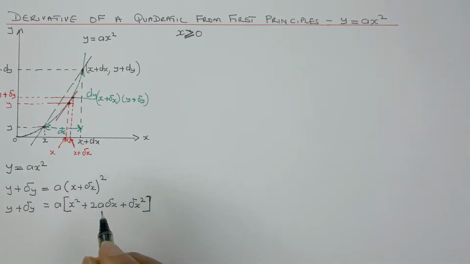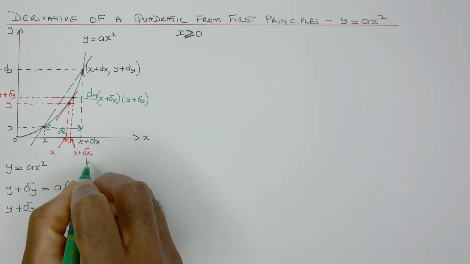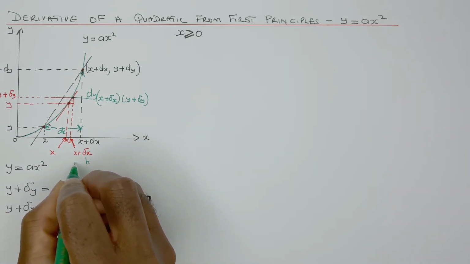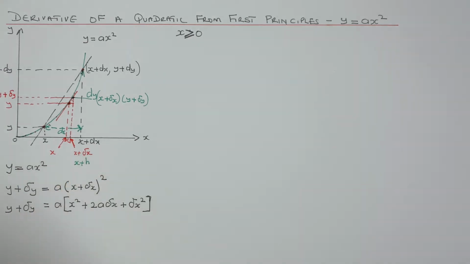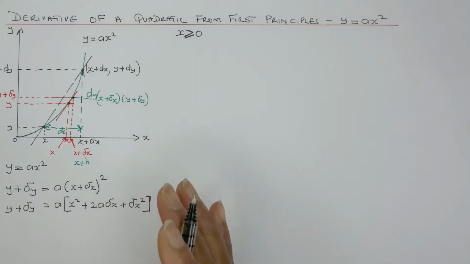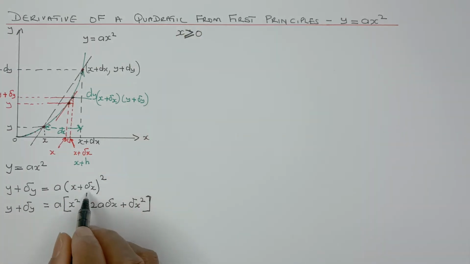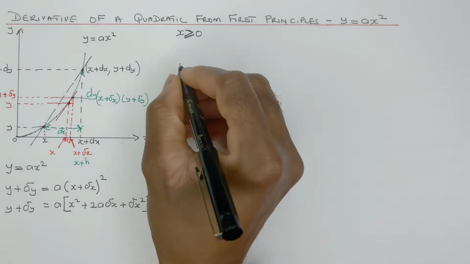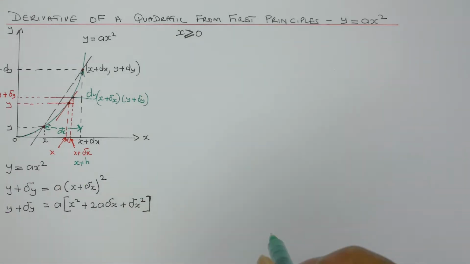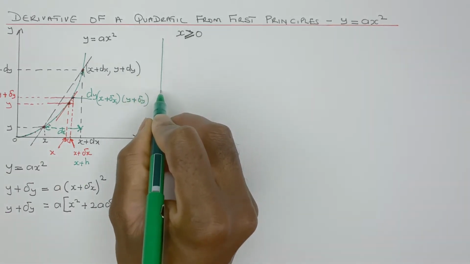Remember, sometimes the delta x is called h. So that's another word people use for delta x. They use h instead of delta x. So they'll call this one x plus h. I'm just sticking to delta x because it's classic. You can change all the delta x to h. And so next is, let's just draw this line down.